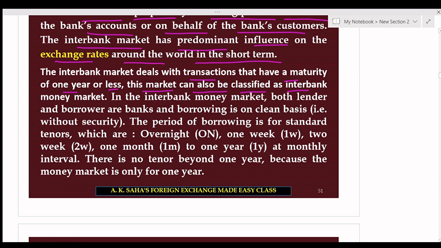In the interbank money market, both lender and borrower are banks and borrowing is on a clean basis, that is without security. The period of borrowing is for standard tenors, which are overnight, 1 week, 2 weeks, 1 month to 1 year at monthly intervals. There is no tenor beyond 1 year because the money market is only for 1 year.